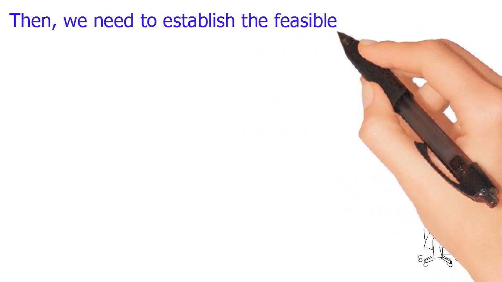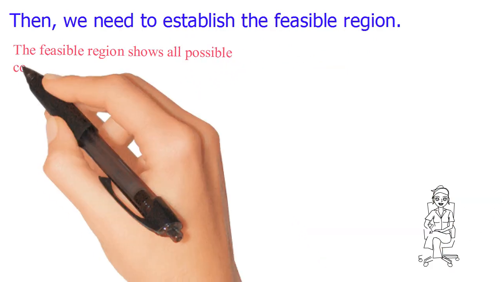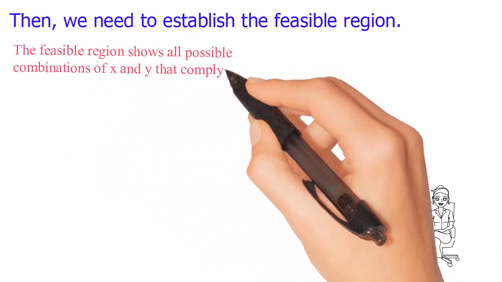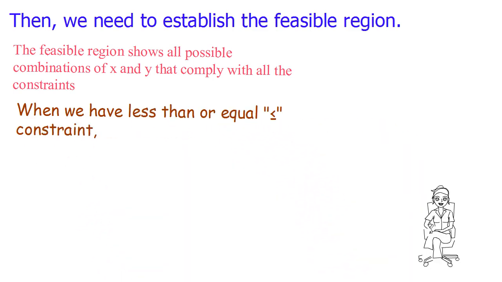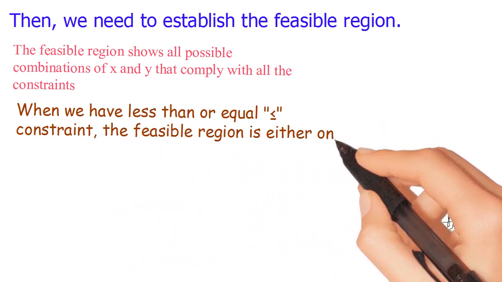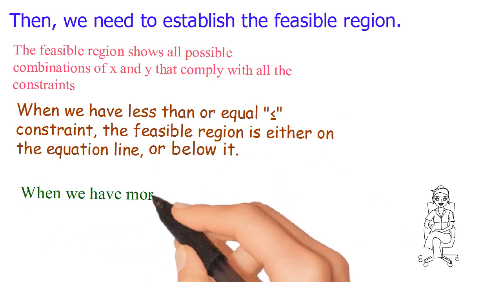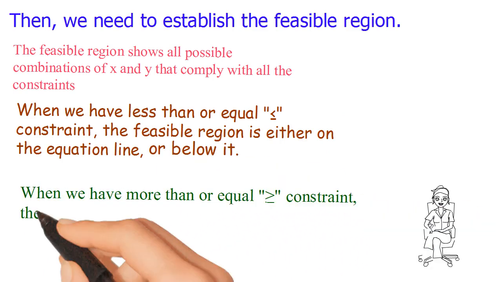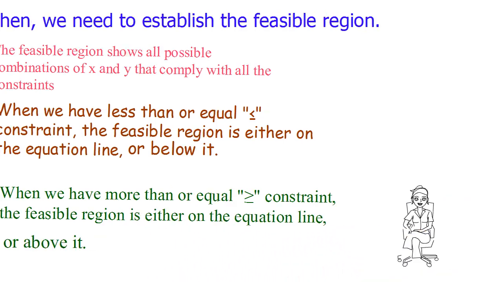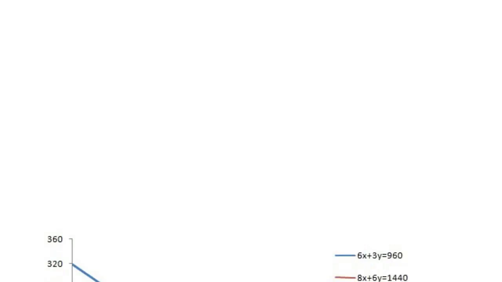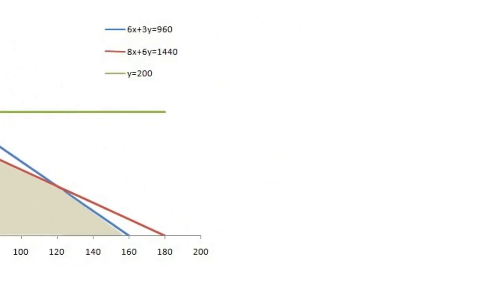Then, we need to establish the feasible region. The feasible region shows all possible combinations of X and Y that comply with all the constraints. When we have a less than or equal constraint, the feasible region is either on the equation line or below it. When we have a more than or equal constraint, the feasible region is either on the equation line or above it. In our example, the feasible region is shown as the shaded area.